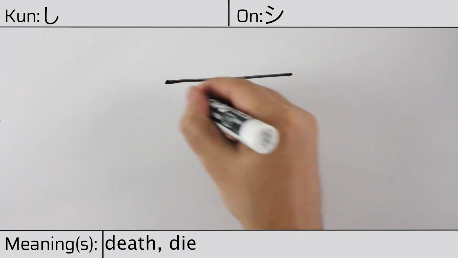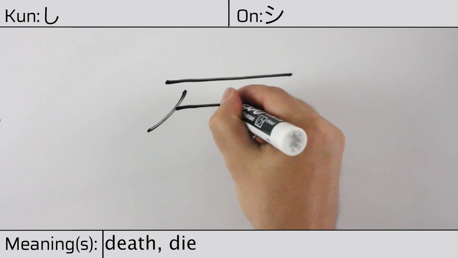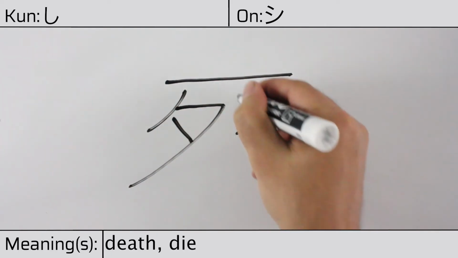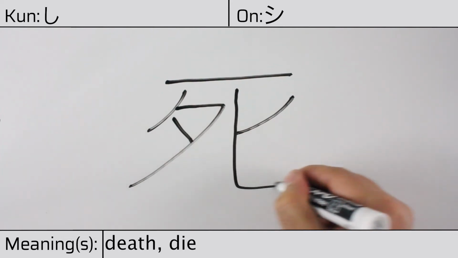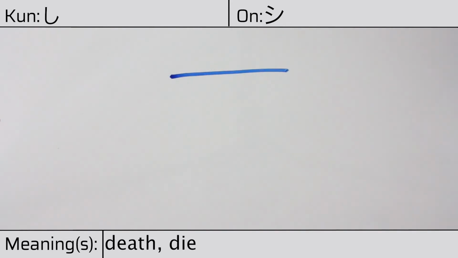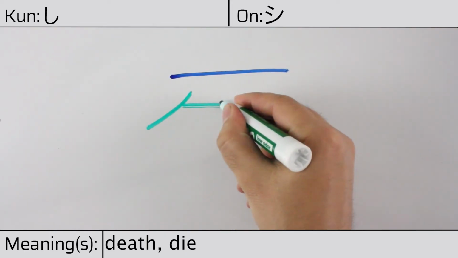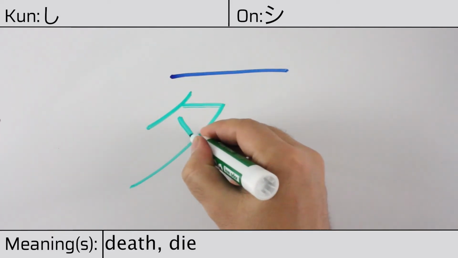Here's the stroke order. 1, 2, 3, 4, 5, 6. You can remember this kanji with this hint. An old person in a tomb.